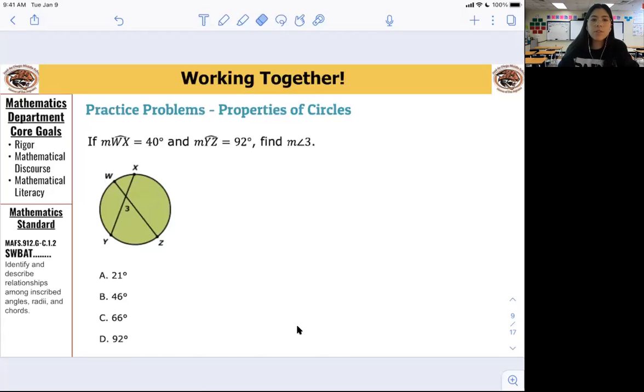It is answer choice C. 40 plus 92, I got 132. Divide that by 2, we get 66. Answer choice C. Questions on this one?